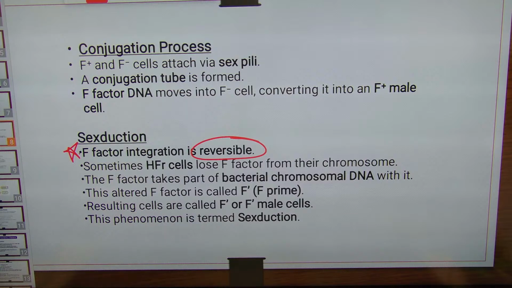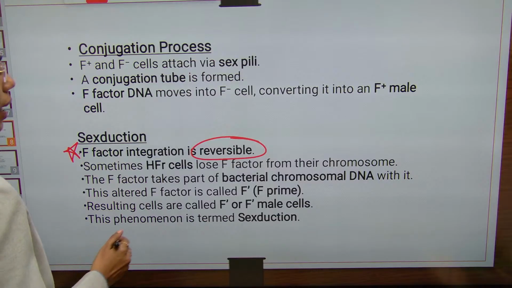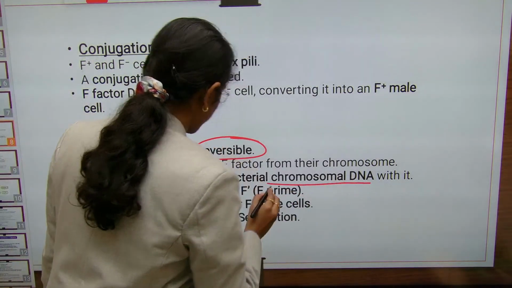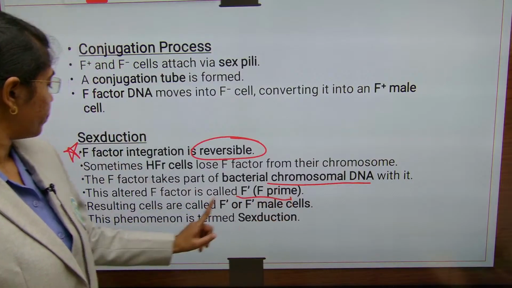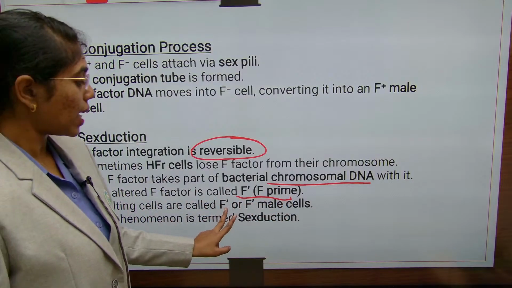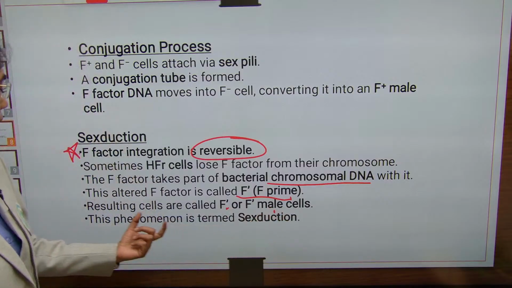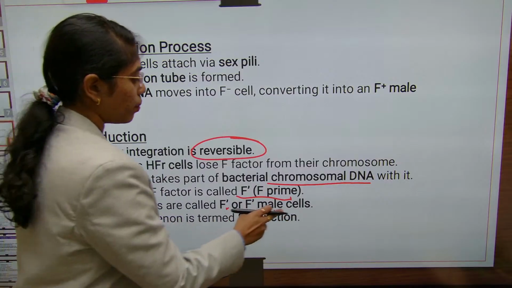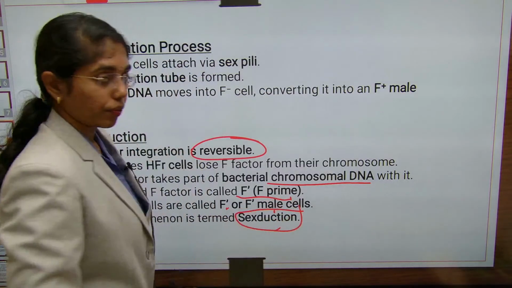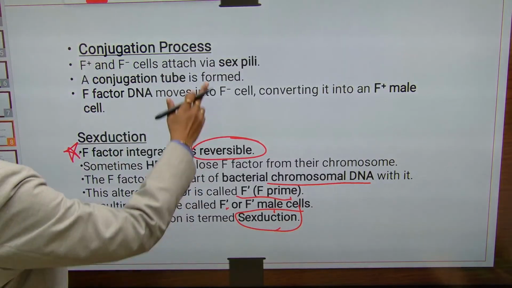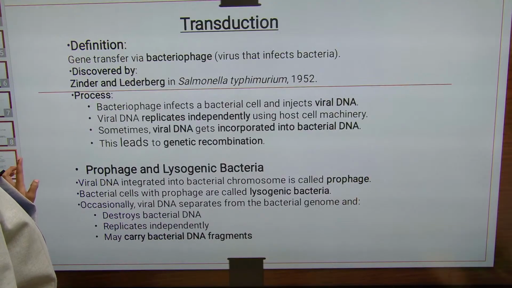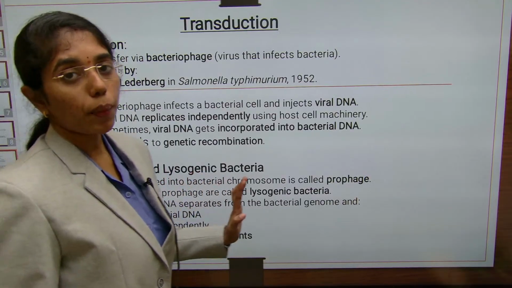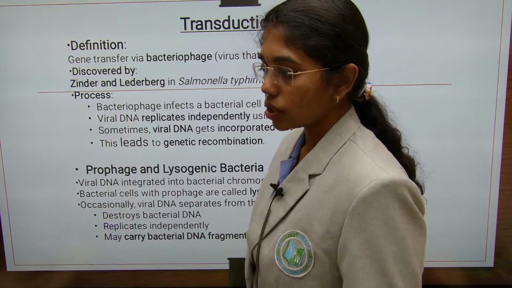So here, the F factor takes part of the bacterial chromosome DNA with it. This altered F factor is called F prime, and the resulting cells are addressed as F prime male cells. This phenomenon is termed sexduction. Next process is transduction. So I hope everything is clear with conjugation.